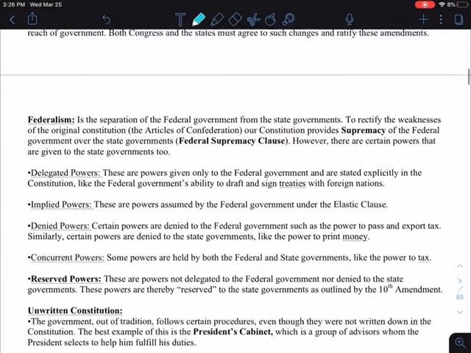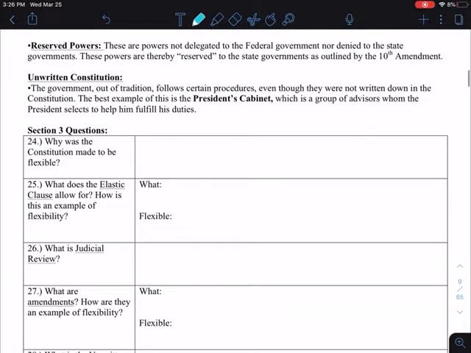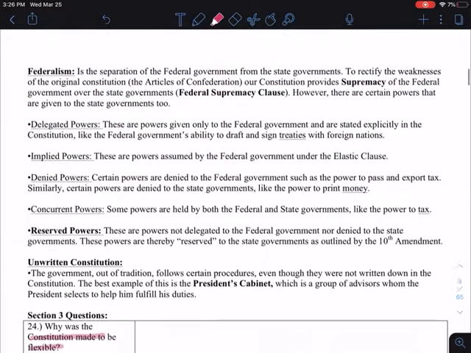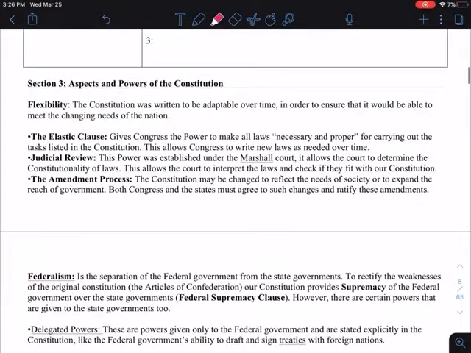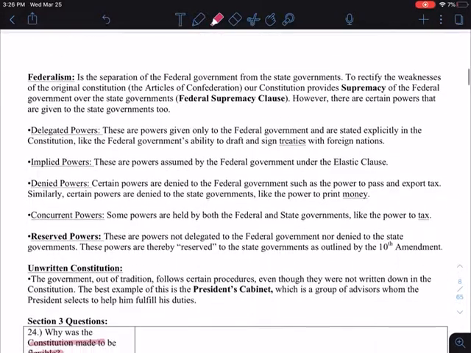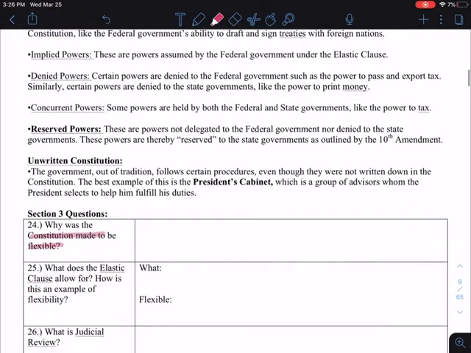Aspects and powers of the Constitution. Why was the Constitution made flexible? Remember, we want that change over time. Here they say adaptable over time. It's the same thing. You want to have a government that meets the needs of a changing nation. We are not the same people as the founding fathers, which means we've got to have a changing, not changing meaning that it won't be the same government, but changing in that we want to make it modern.